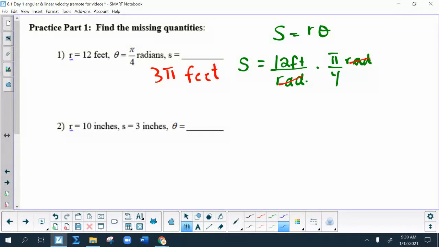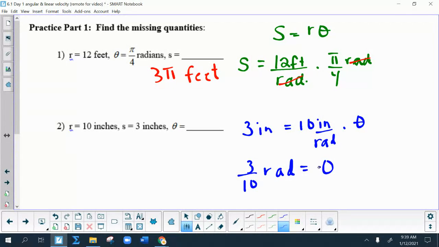For number 2, we're working backwards now. You've been given S, so S is 3 inches. And you've been given R, and again, we're going to say that's inches per radian, times theta, and we're solving for theta. When we divide by 10, we're multiplying by the reciprocal, and the inches will cancel, and we will get 3/10 of a radian as the angle that would give us that arc length.